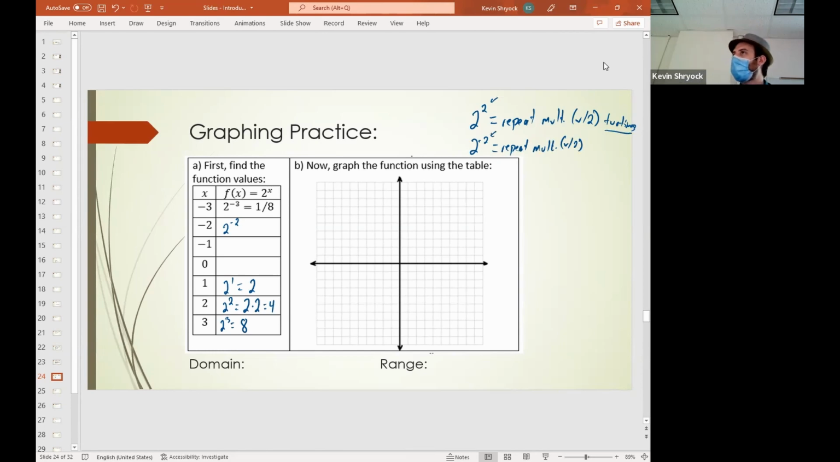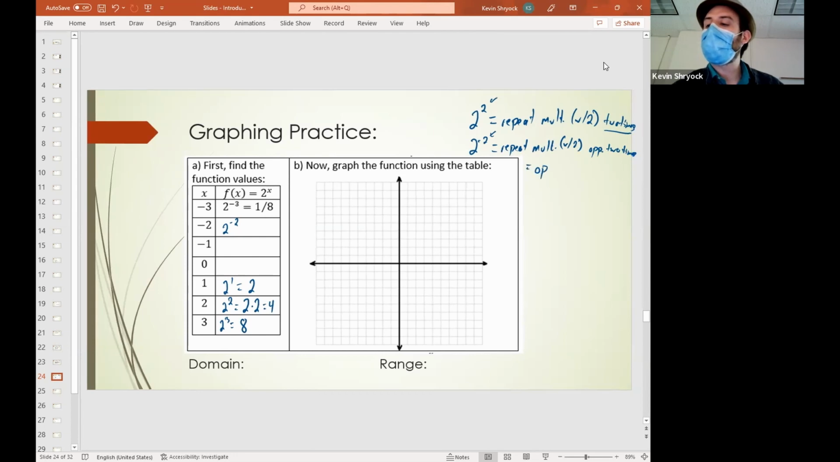My word for negative is opposite. Can we all get behind that? We feel pretty good that negatives are opposites? Yeah, let's go ahead and write that out explicitly. The opposite of 2 times. So that's the opposite of 2 multiplications of 2. Y'all tell me, what's the opposite of multiplication? Division. So that means that this is division 2 times with 2.